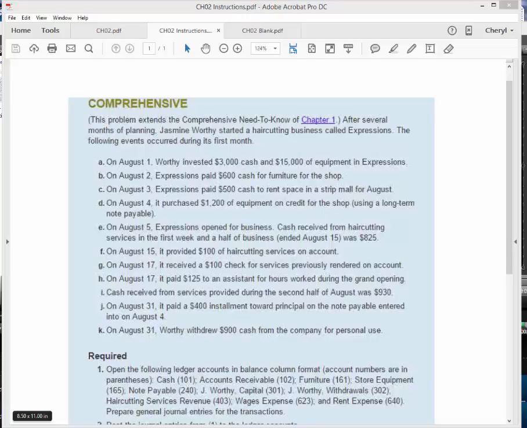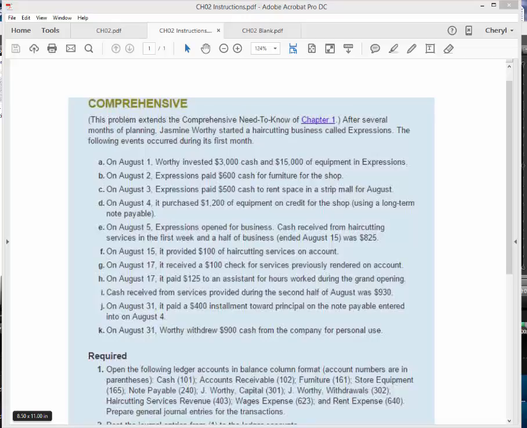So she invested $3,000 worth of cash. Cash is our cash account title, and $15,000 of equipment. Now we don't have an account named equipment, but we do have an account named store equipment. So that is the account we're going to use for that $15,000. And then also, because Worthy invested it, we're going to use the J. Worthy capital account. Okay, so we've now analyzed the transaction and decided what accounts we're going to use.